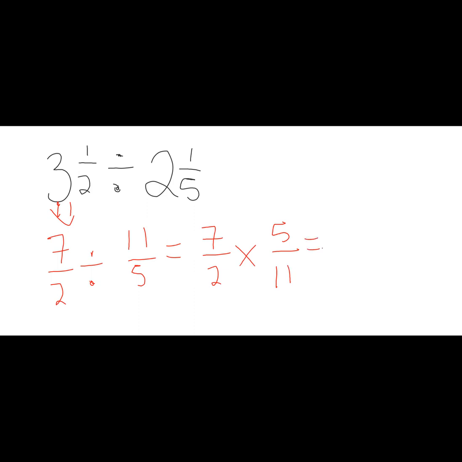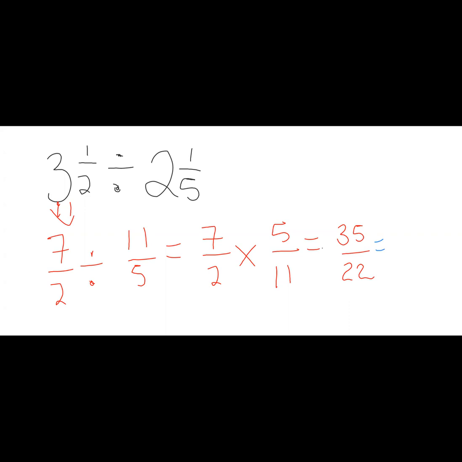What is 7 times 5? 35. And 2 times 11? 22. Good. Now, is my numerator bigger? Yes, sir. Good. Now, because my numerator is bigger, I will have to now simplify it into a mixed number.